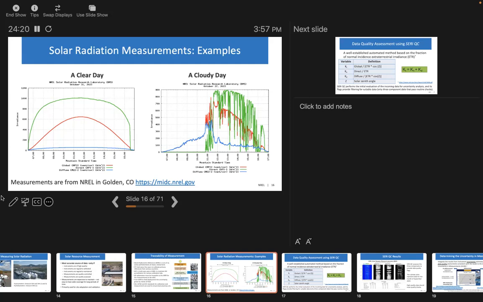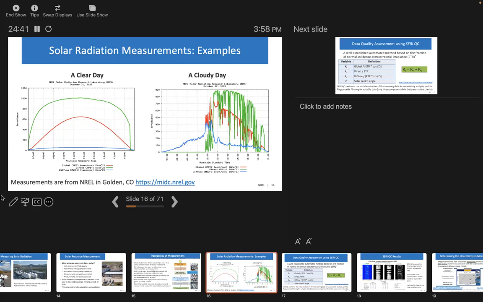Green is looking at the sun. Now here's the confusing part. This is larger, but remember, this is normal incidence. That's why this is larger. So if you multiply it by the cosine of the zenith angle, which is the angle between the vertical and the actual sun, you get the global.